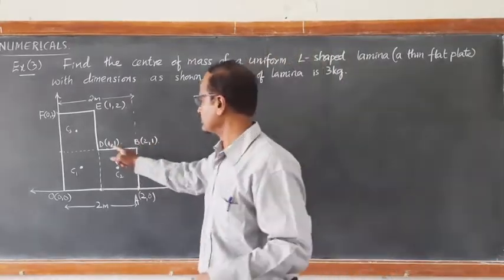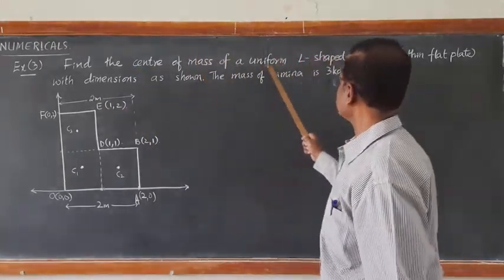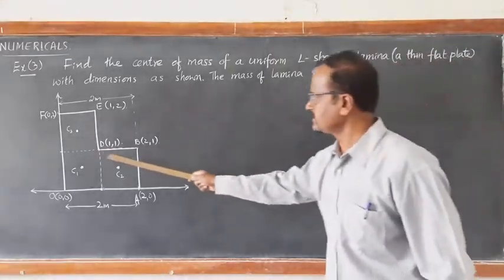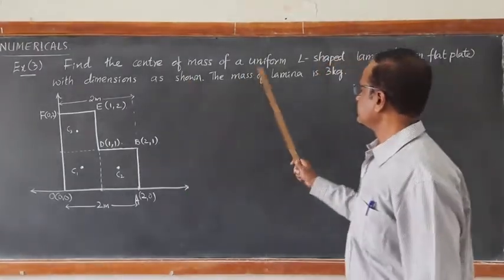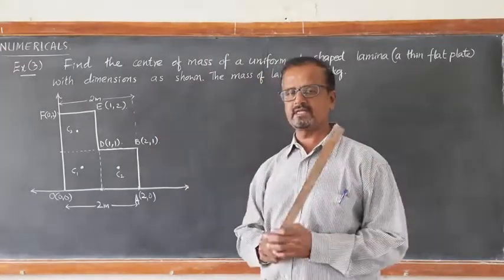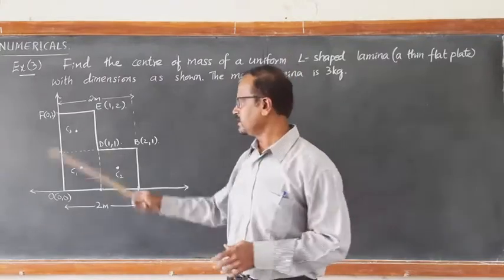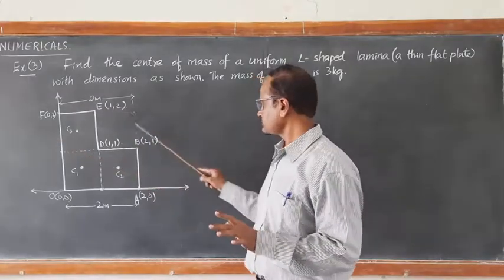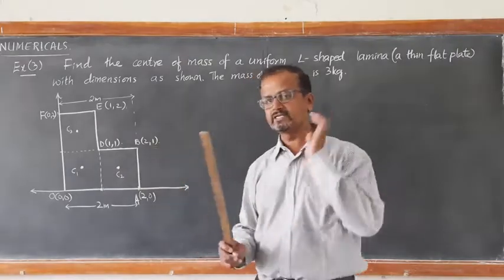It is L-shaped now. You can see this is an L-shaped lamina. Find the center of mass of this uniform L-shaped lamina. A thin flat plate, an L-shaped thin flat metallic plate with dimensions as shown in the figure. The mass of the lamina is 3 kg. The total mass of this lamina is 3 kg. You are asked to find the center of mass. Here, the mass is uniformly distributed throughout the lamina. But this is not a square lamina, it is an L-shaped lamina.